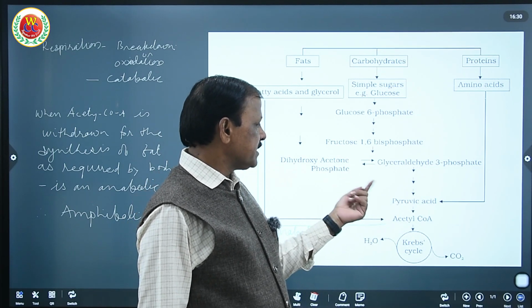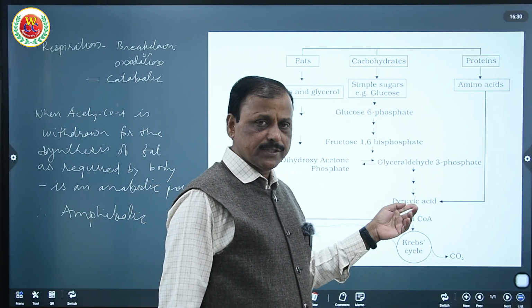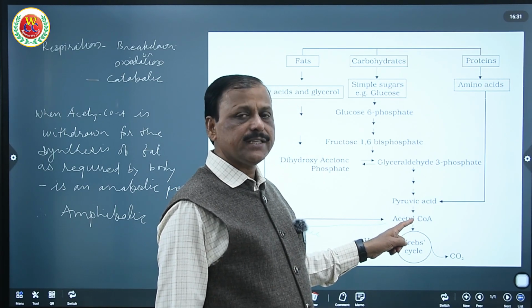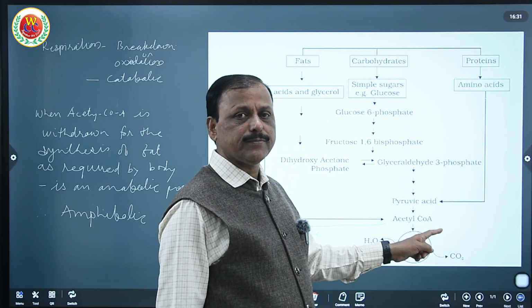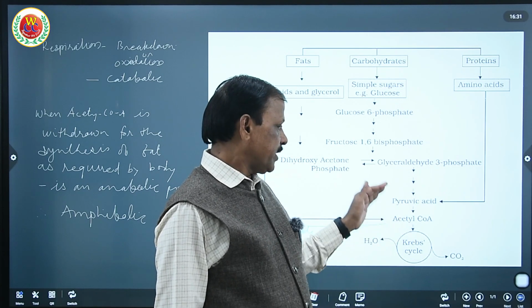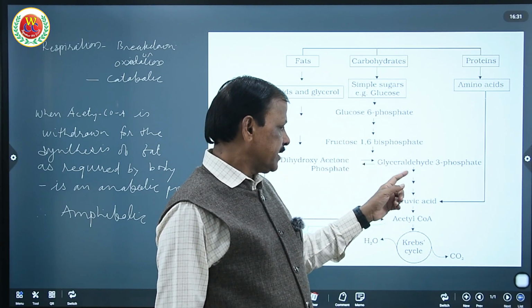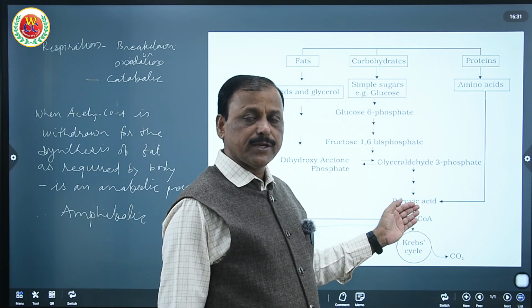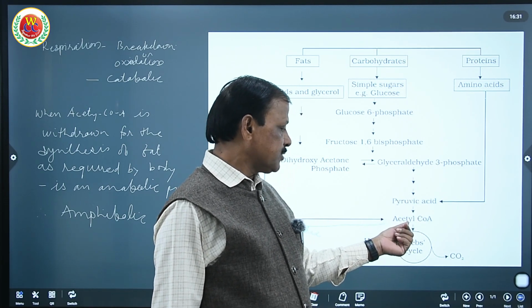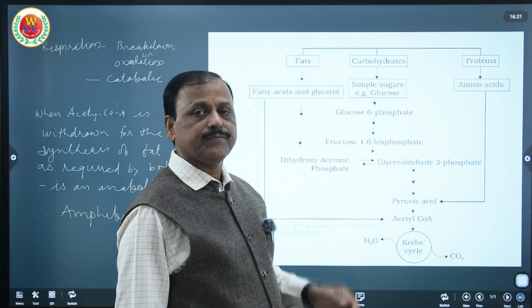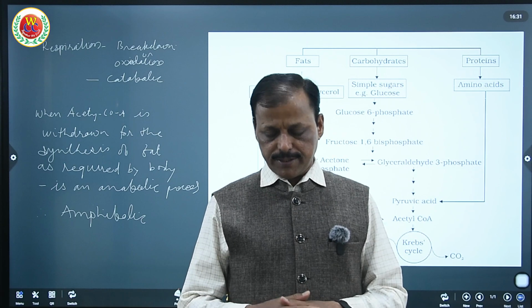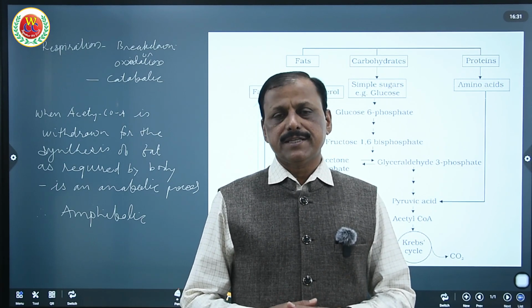No doubt pyruvic acid is the final product of that breakdown, which is supposed to enter the Krebs cycle. But pyruvic acid is finally converted to acetyl-CoA, which becomes part of the Krebs cycle. So as part of catabolism, the final product of these three is pyruvic acid. As part of anabolism, that pyruvic acid is converted into acetyl-CoA, which may be withdrawn from the cycle to regenerate the fat, and hence it is an amphibolic pathway. I hope you did understand.